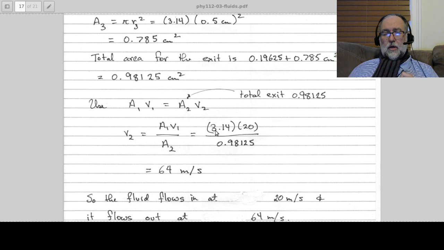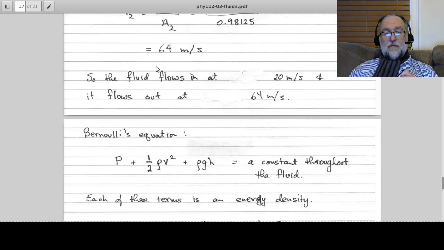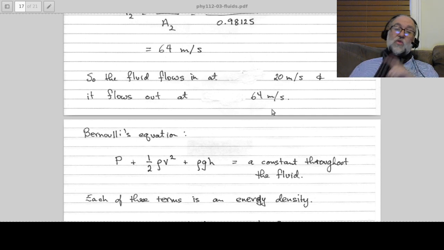They're both centimeters squared. Okay, but A1 was 3.14 centimeters squared multiplied by V1, 20 meters per second, divided by A2, the total exit, which is 0.98125 centimeters squared, and that gives 64 meters per second. Okay, so the fluid flows in at 20 meters per second, and it flows out at 64 meters per second. And so that answers this problem.